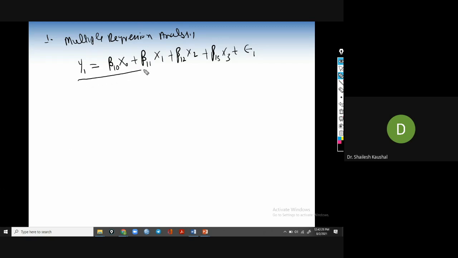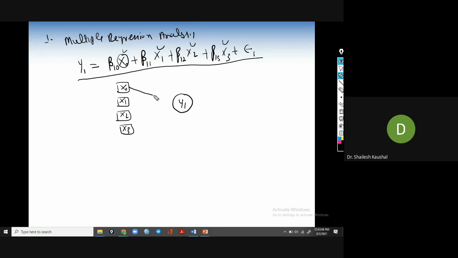This is my multiple regression analysis. X0 means its value is 0. Okay. So can I write it in a path diagram? Yes. So this is my y1. Okay. And there are many independent variables: x1, x2, x3, x0 also. So x0, x1, x2, and x3. These are the independent variables.